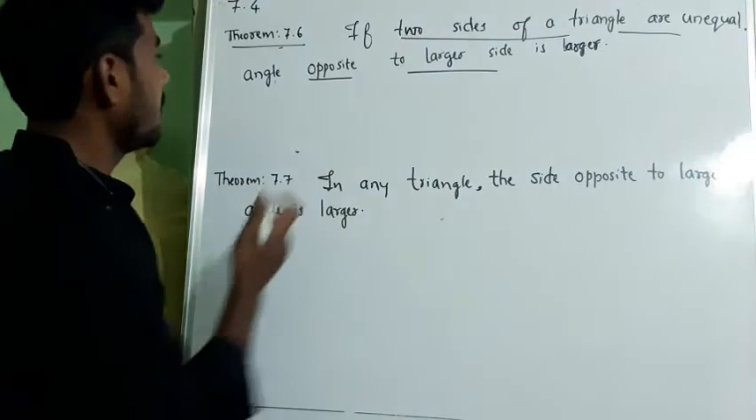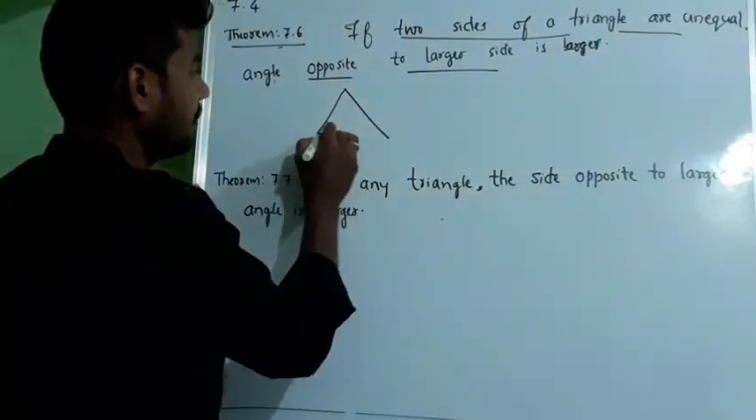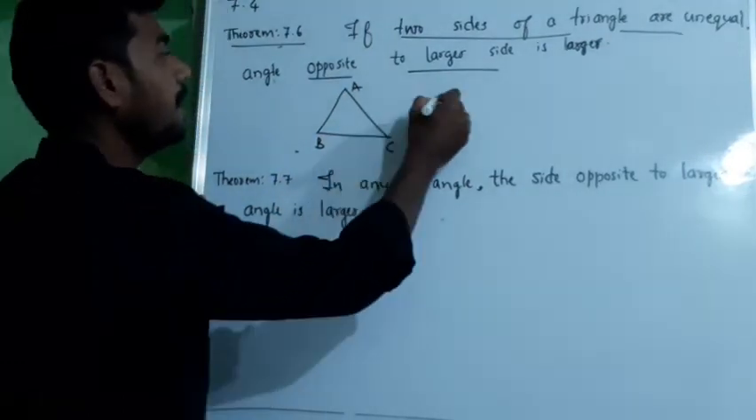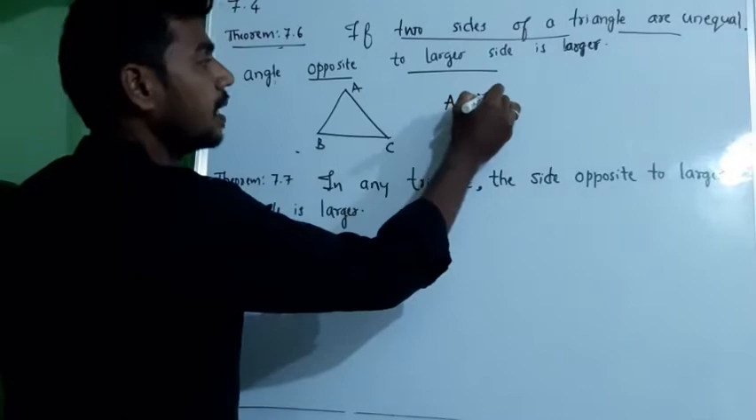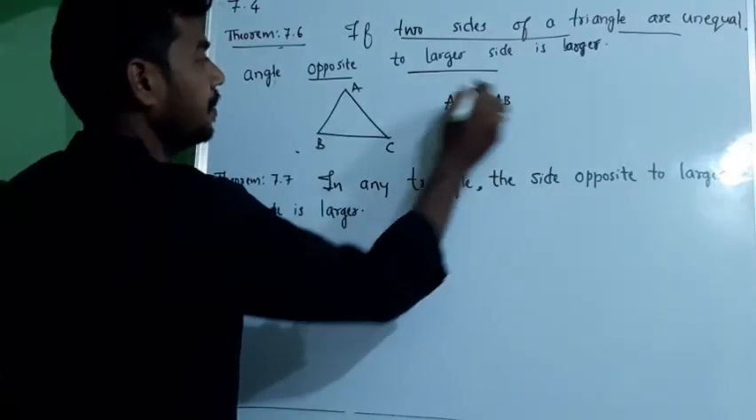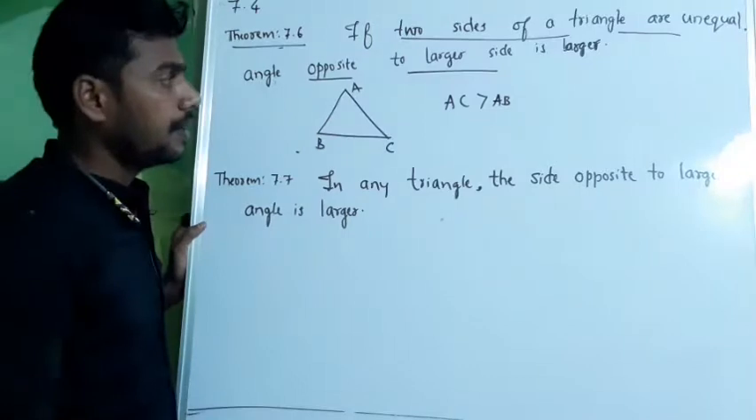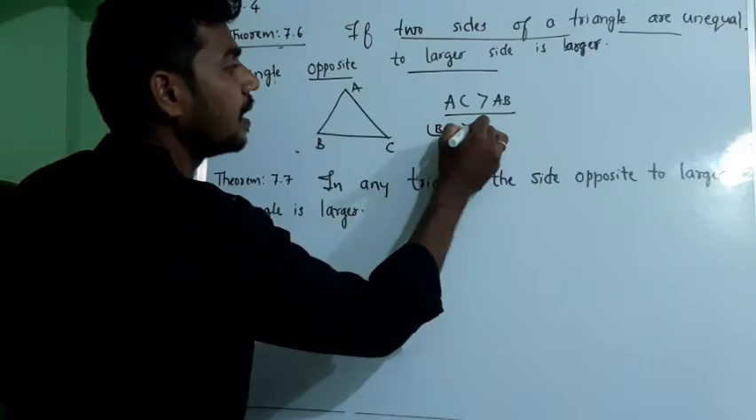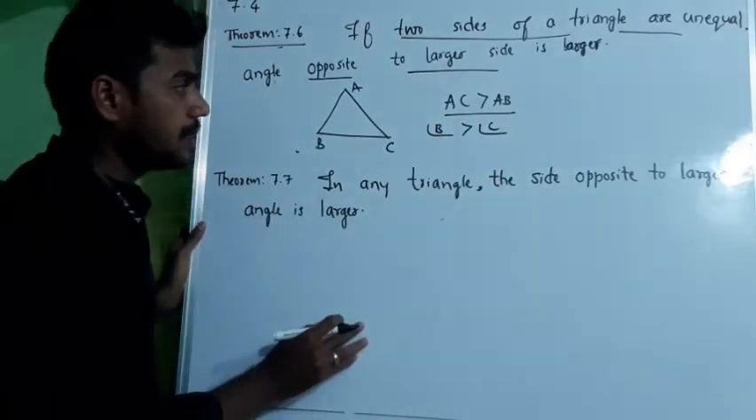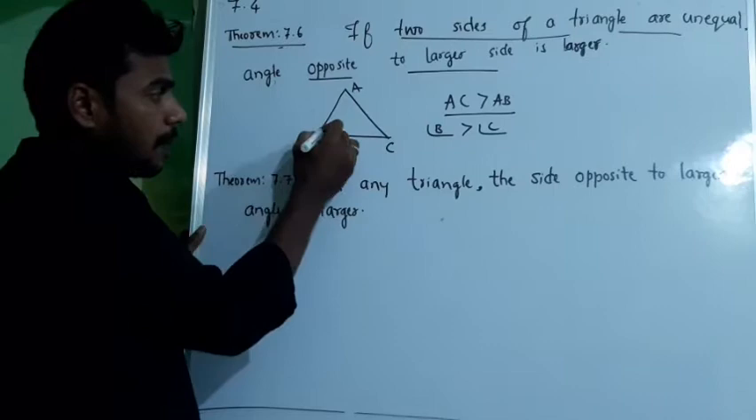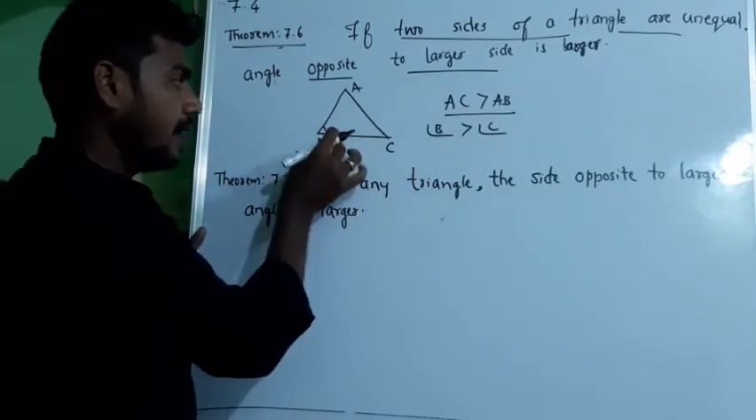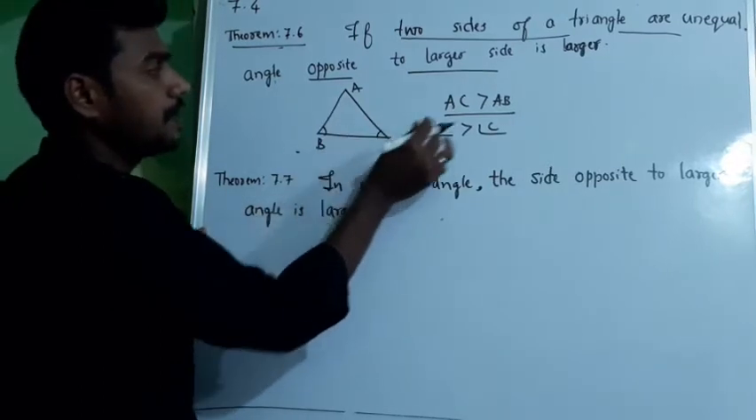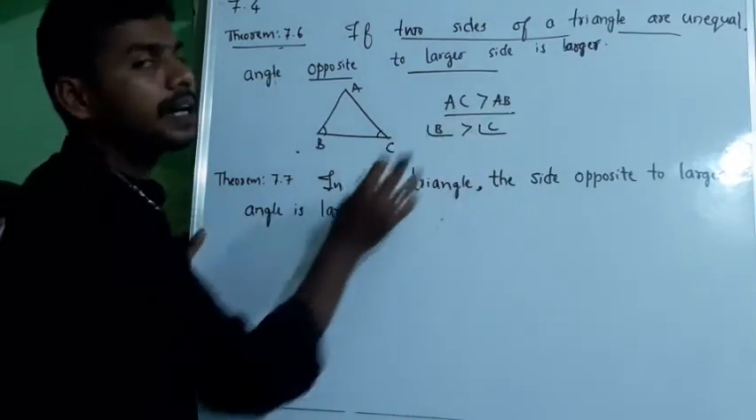What does it mean? See, if ABC is a triangle, suppose AC is greater than AB, then what does it convey? So angle B is greater than angle C. Why? See, AC, which is opposite angle B, is greater than AB. Opposite to AB, which angle is that? C. So AC is greater than AB, angle B is greater than C.